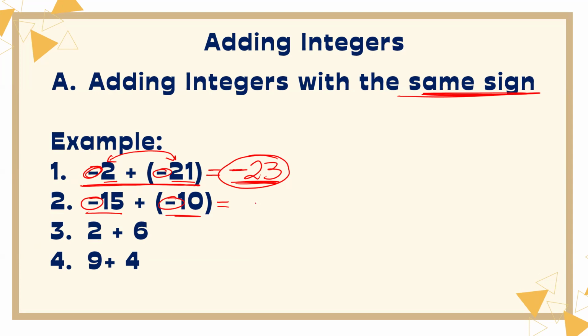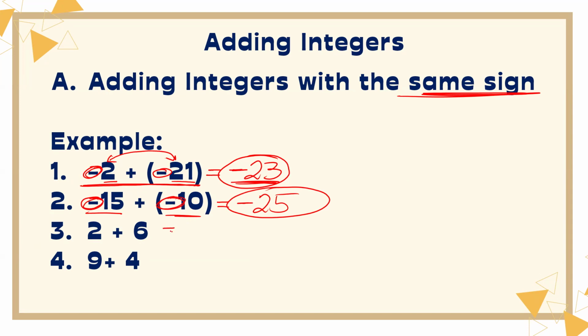What is 15 plus 10? Everybody, what is 15 plus 10? Comment down below what is 15 plus 10. Very good, that's 25, right? And then third step, we copy the common sign of the two numbers as the sign of the sum. What's the common sign? It's negative. So the final answer is negative 25. Is that clear? Very good.